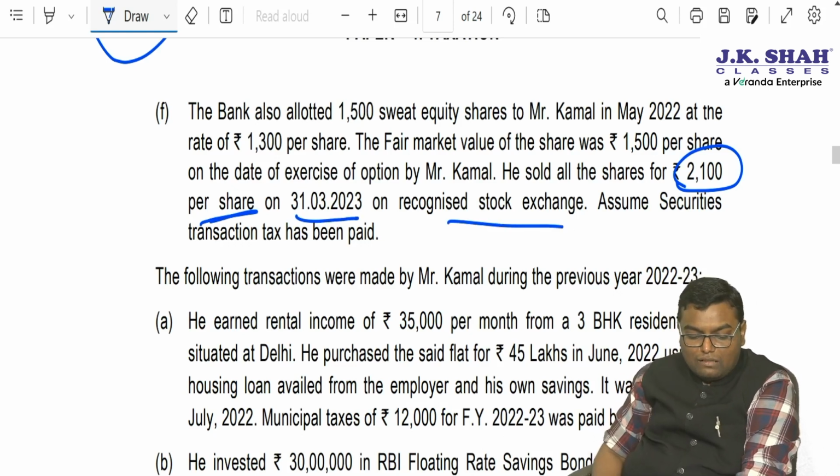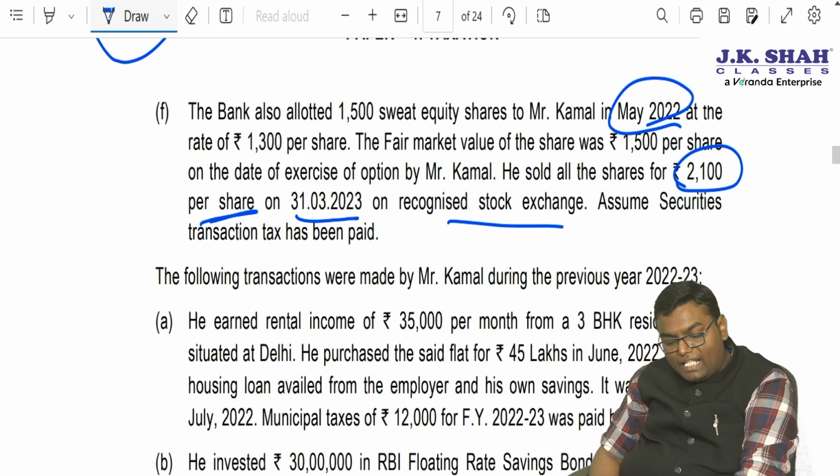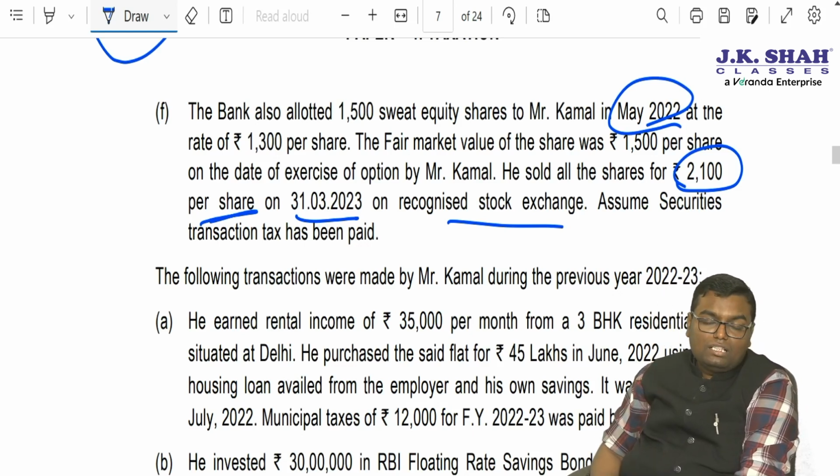Unrecognized stock exchange, assuming STP period. Now he purchased the shares in May 22, he sold the shares in March 23. For listed shares, the period of holding is 12 months. He sold within a period of 12 months. It is a short-term capital gain on sale of listed shares.